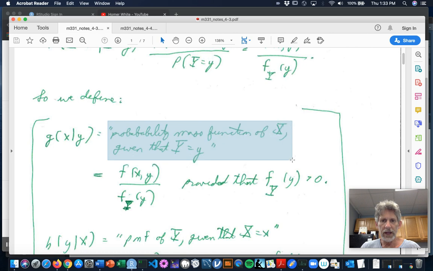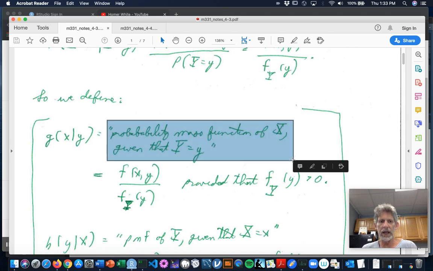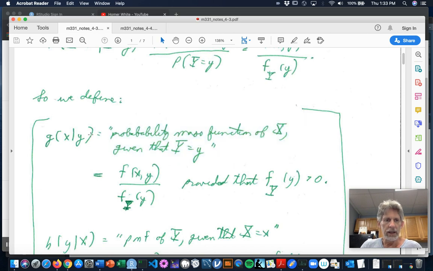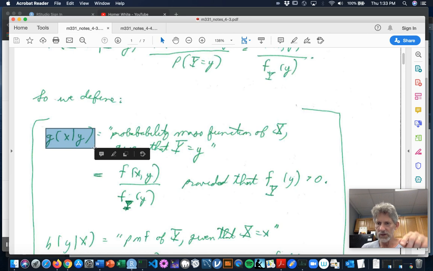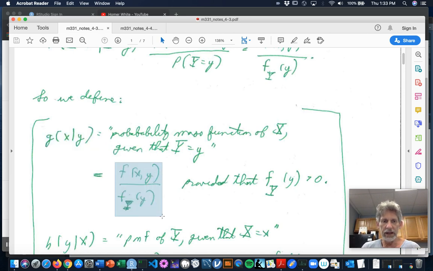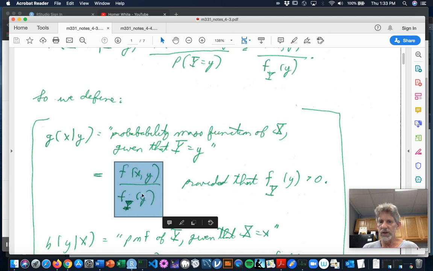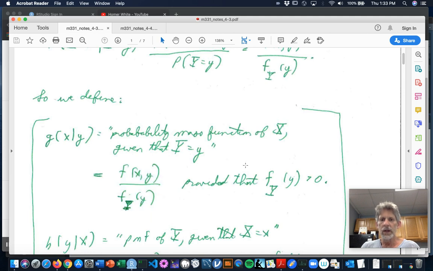The probability mass function for capital X, given that capital Y is y, can be written g of little x slash little y. That's how the book writes it. And it's just defined as we did. Of course, that definition only works if the denominator is not zero. We know that probability mass functions are at least zero, so we're just requiring that that be bigger than zero.